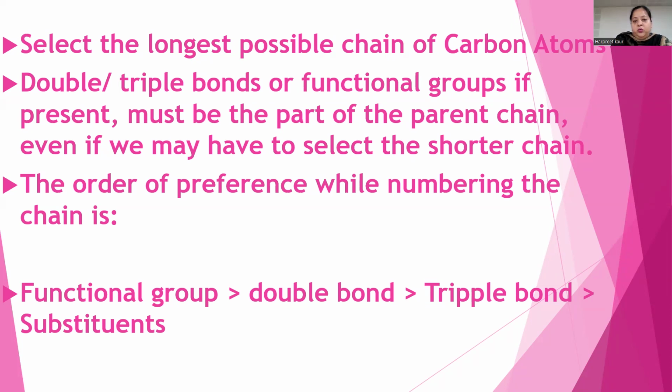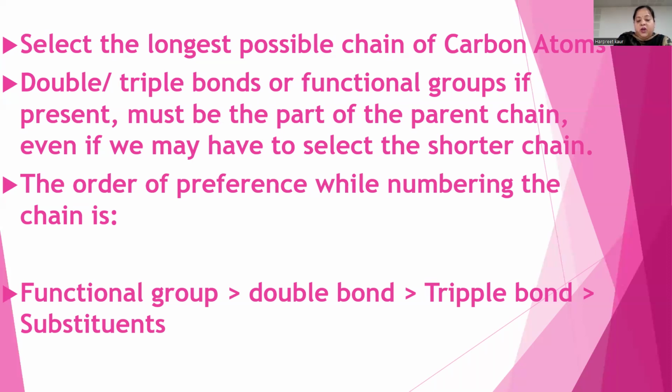Like here, the second rule rules out the first rule. What's the first rule? That the longest possible chain is to be considered. But if the double bond or functional group or the triple bond is present in the compound, but not present in the longest chain, then we will not consider the longest chain. We may have to consider the shorter chain, even though the number of carbon atoms in the other chain is more, but we are to consider the chain with preferred groups, that is functional group, double or triple bond. They must be present in the main chain as far as possible.